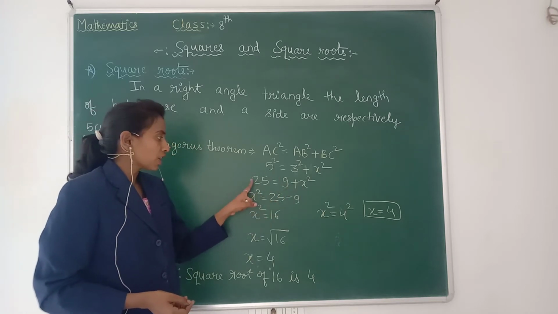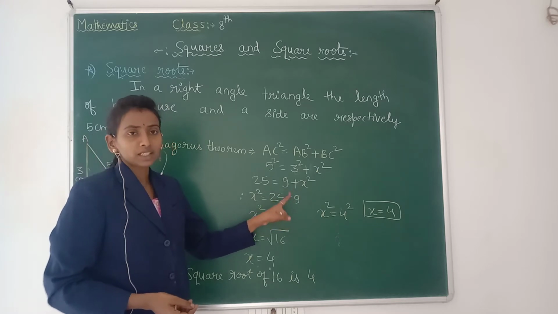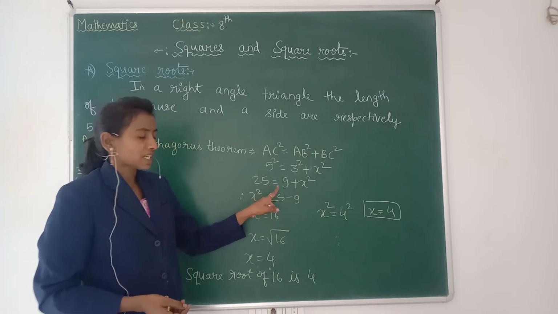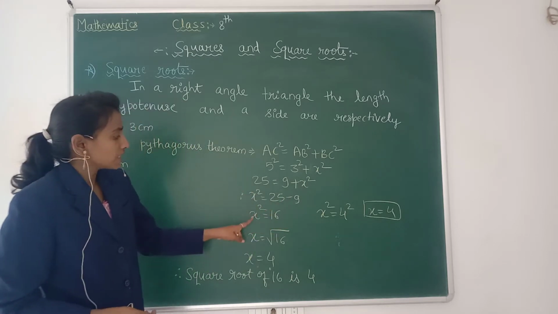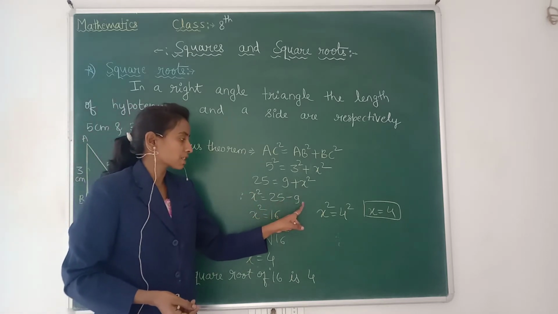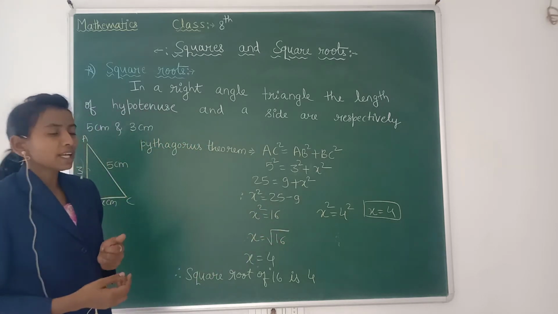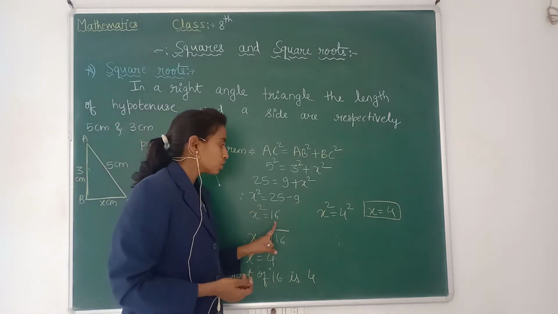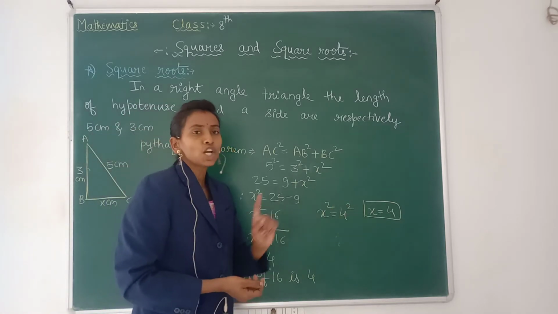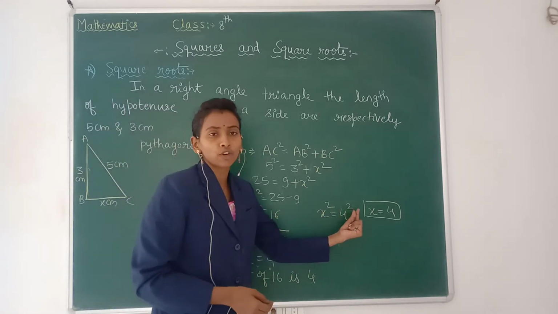So 25 minus 9. Here we have plus 9, when it crosses the equal sign, it changes its sign, that is, it becomes minus. So x square is equal to 25 minus 9, which is 16. I only want the x value. So x square is equal to 16. I am going to write 16 as 4 square. So x square is equal to 4 square.